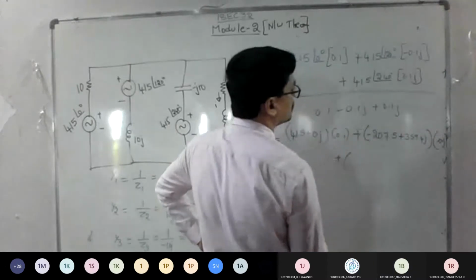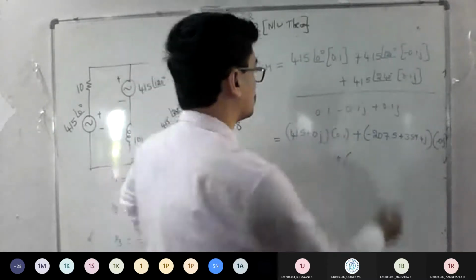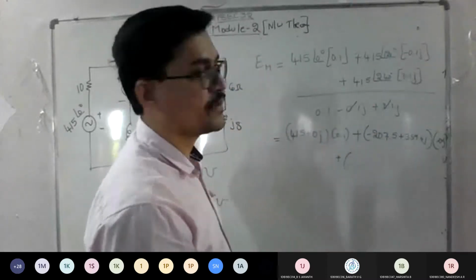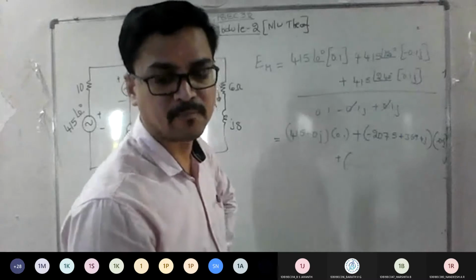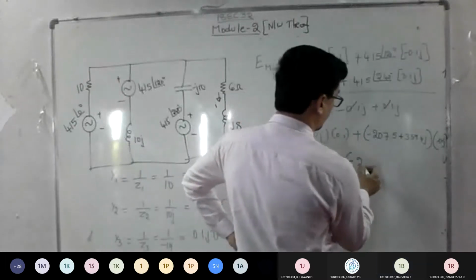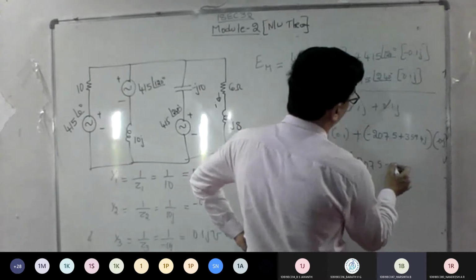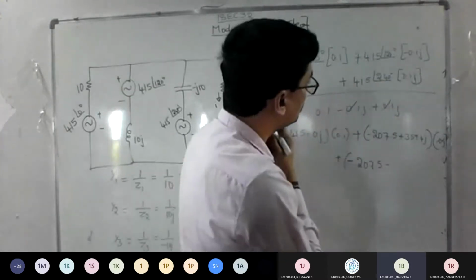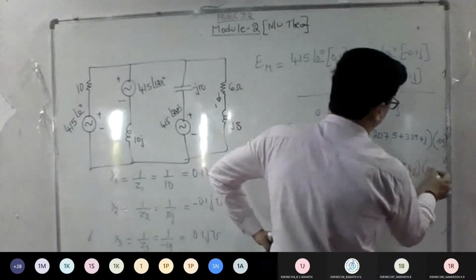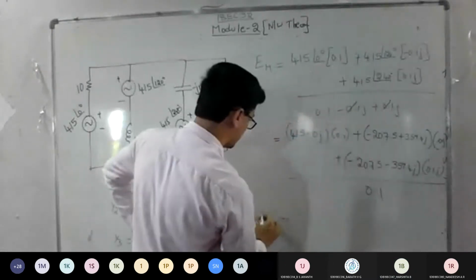Same way here also. Check for 415 at an angle 240: what is the equivalent rectangular form? Minus 207.5 minus 359.40j. Only the negative sign changes compared with 120 degrees. So all divided by 0.1. Check the answer for this EM.